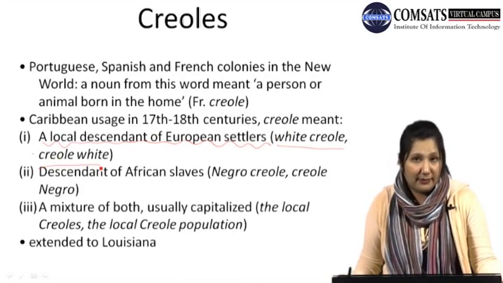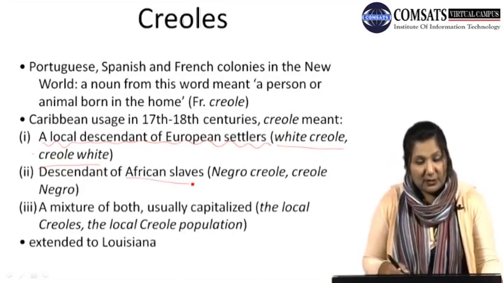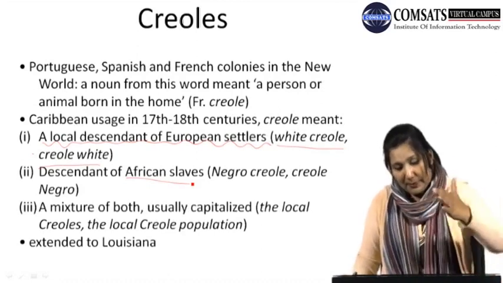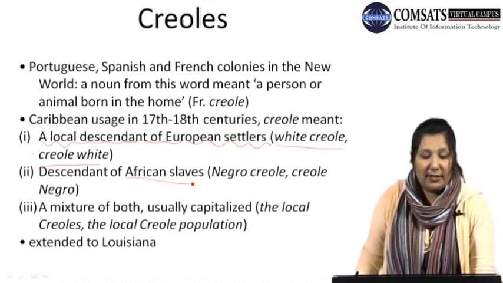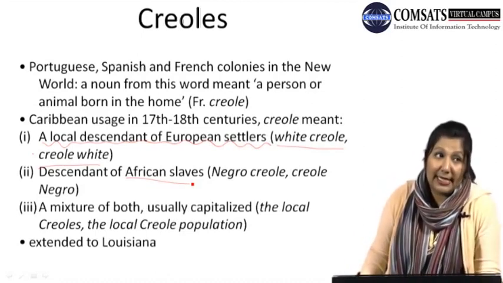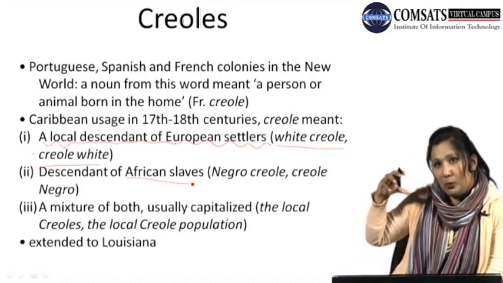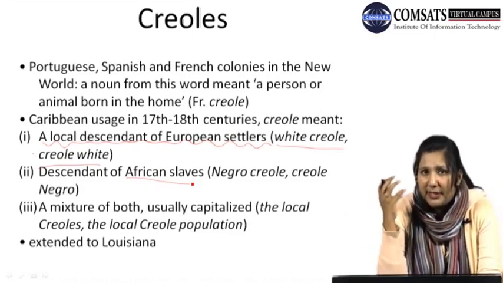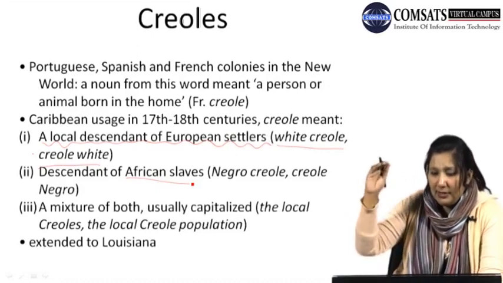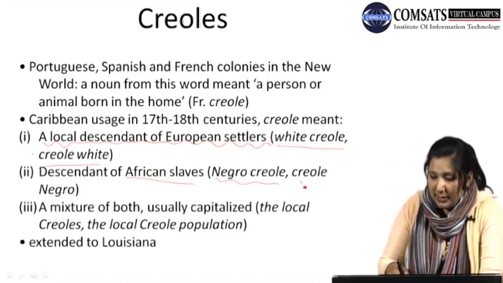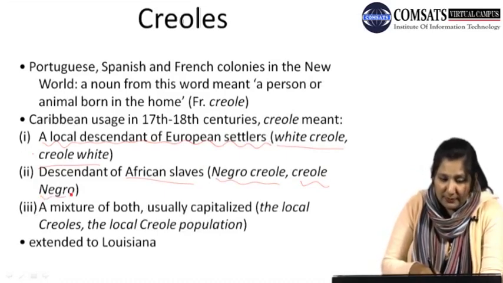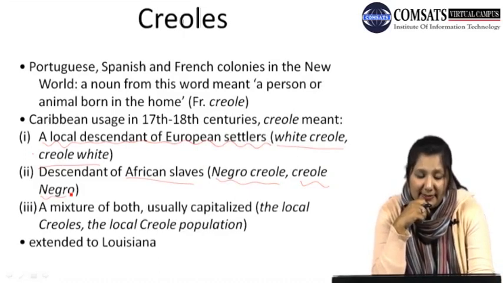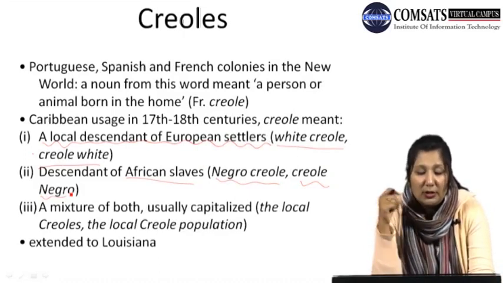Descendants of African slaves. And the more Creoles were coming, they are the descendants of the African slaves. So we can say that Creole is the language of the slaves. It is coming actually from the slaves. There is Negro Creole and the Creole Negro. It's a mixture of both. It is usually capitalized, the local Creoles or the local Creole population.